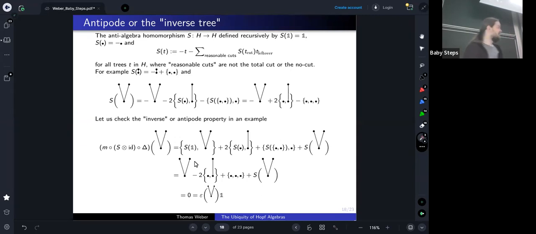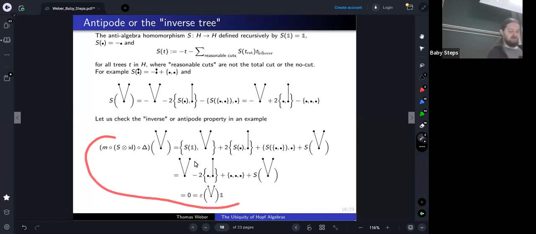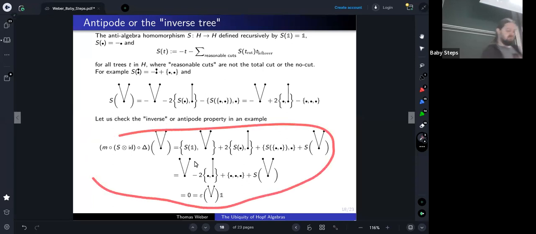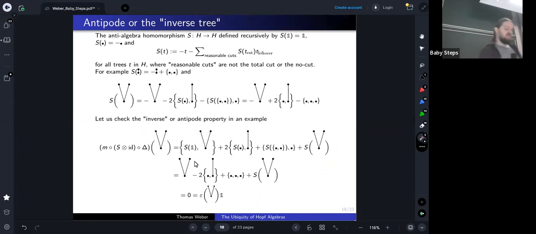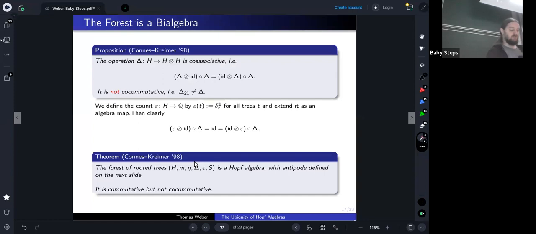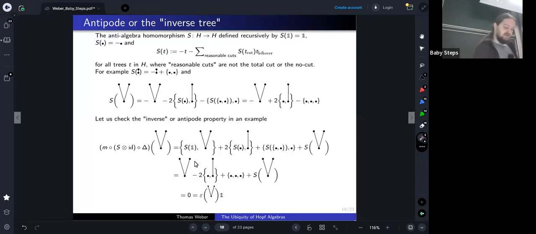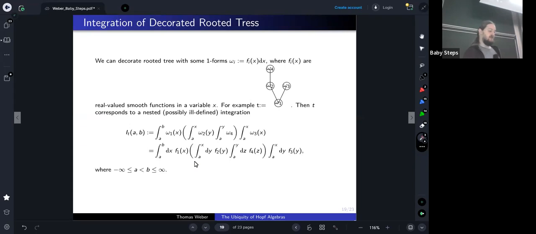Okay, so since I don't have much time, I won't give you the computation here, but you can look it up for yourself. Here the antipode axiom really holds. So you can see that S, at least for this tree here, has the correct property. And then you just have to go to the paper of Connes and Kreimer, or trust them, that this operation really gives you a Hopf algebra. So this works for any tree. Very nice. So now what to do with this?